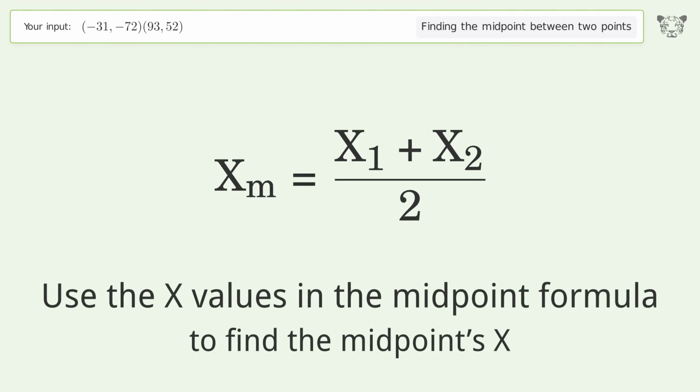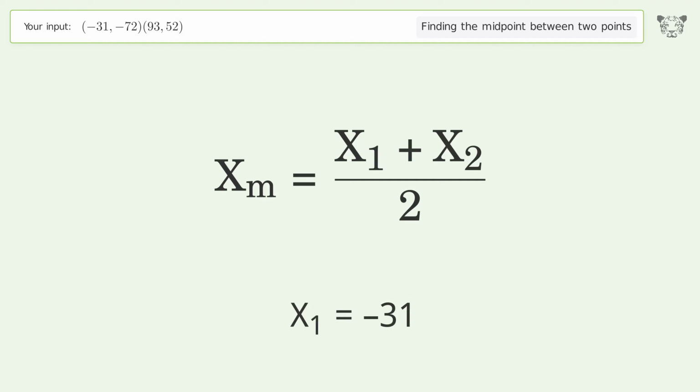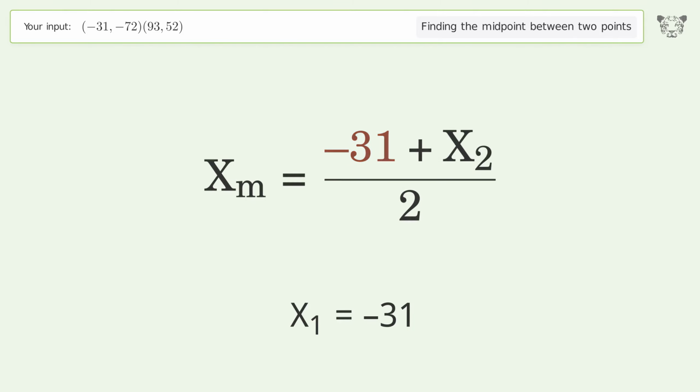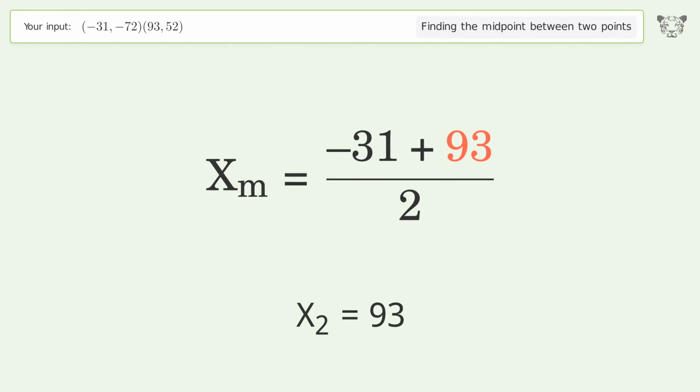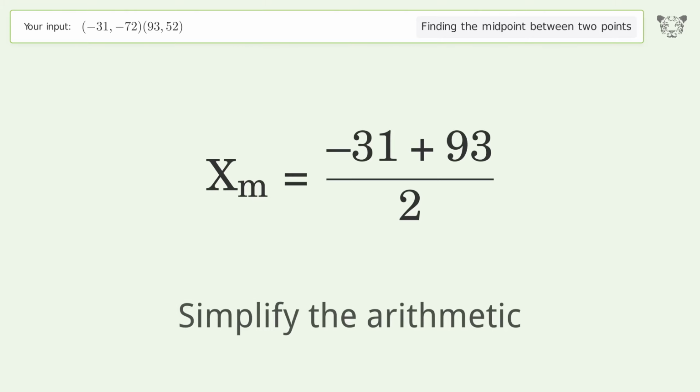Use the x values in the midpoint formula to find the midpoint's x. x1 equals -31. x2 equals 93. Simplify the arithmetic.